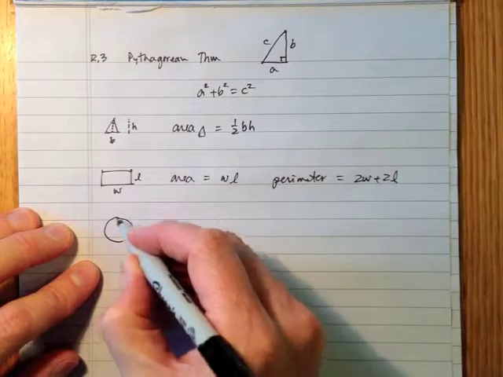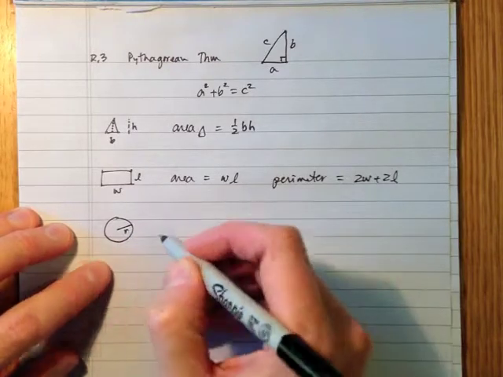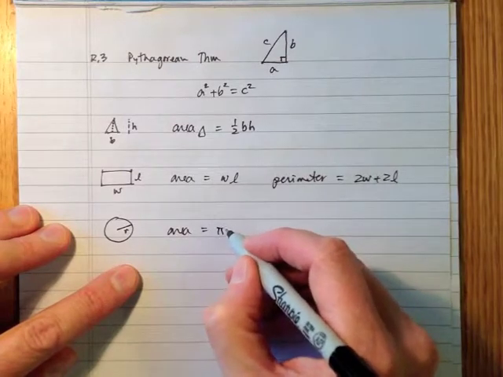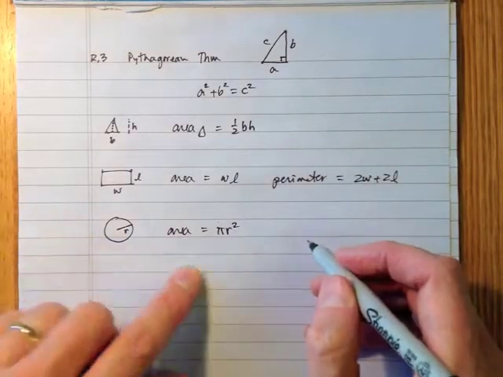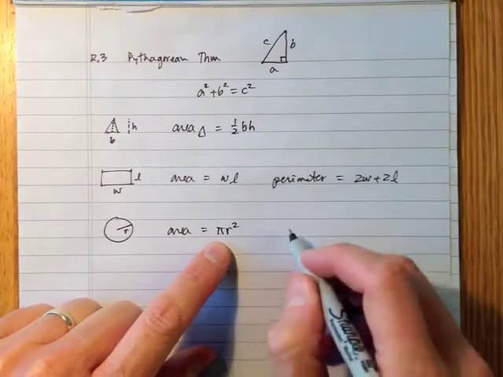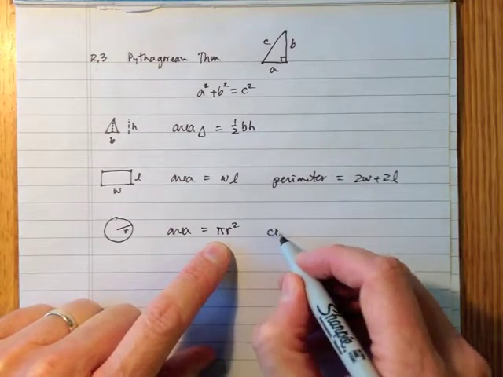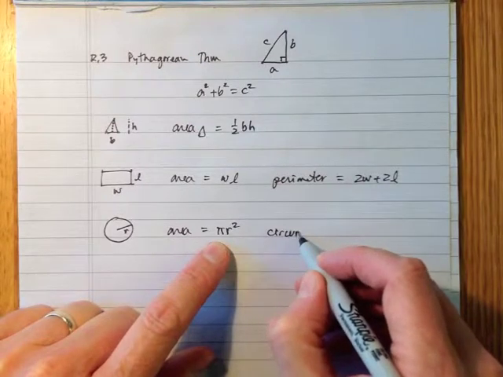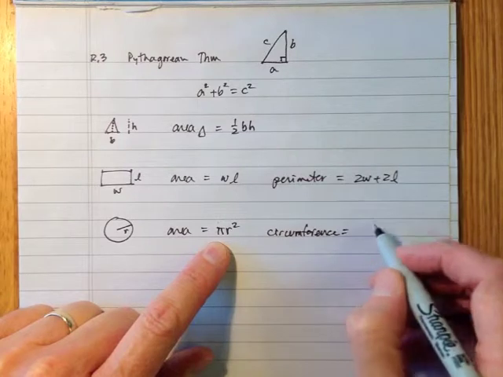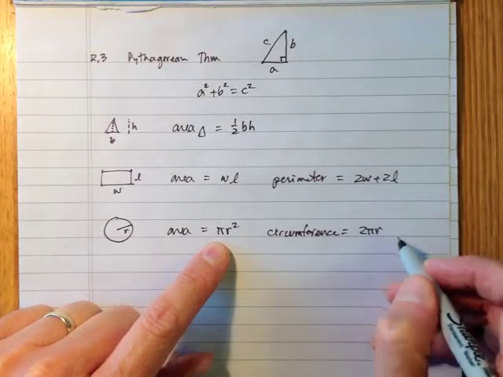In a circle of radius r, the area is pi r squared, where pi is that number 3.14 roughly. And the perimeter of a circle is often called the circumference. The circumference is 2 pi r.